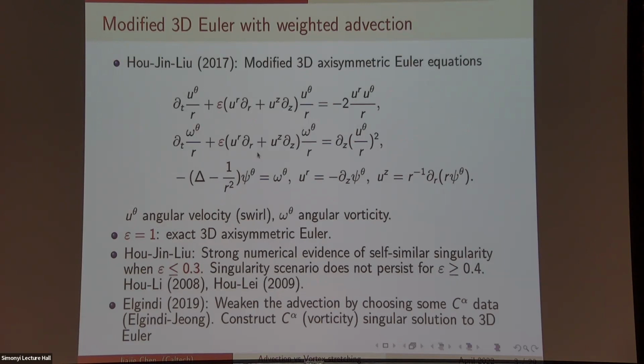An important idea obtained by Tarek and Zhang is that one can weaken the advection by choosing some C alpha data with small alpha. Based on this idea, Tarek managed to construct the C alpha singular solution to the 3D Euler. For this computer-assisted solution, so far there's no rigorous proof.